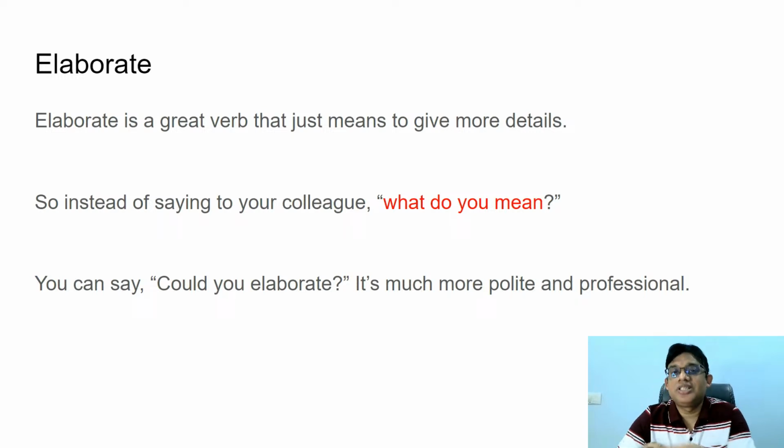Yeah. Elaborate means describe it in details. Yeah, absolutely, Gopal. You're right. So describe it. Elaborate means instead of asking, what do you mean? It sounds a bit too rustic, right? It sounds a bit too common. What do you mean? We ask it.